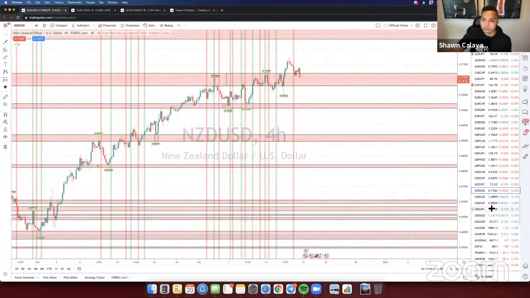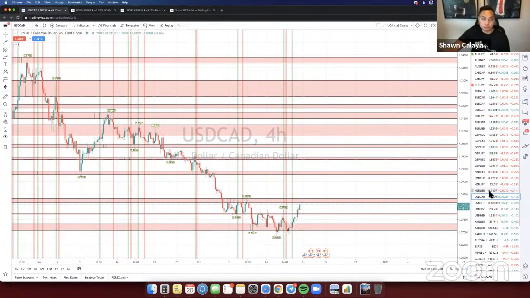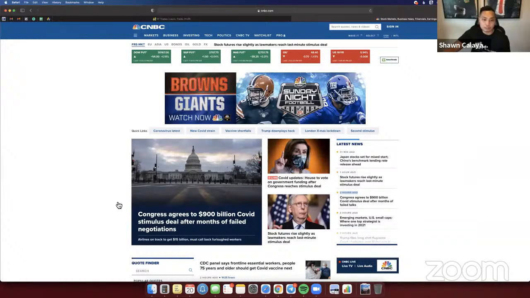So when the stimulus does get passed, you'll see the U.S. dollar weakening a lot more than it already is. So that's what you can expect, Dijon, once that actually happens. But it hasn't happened yet. They agreed to this stimulus deal, but I don't think it's passed just yet. Let me see. Stimulus update. They reached a deal on Sunday.